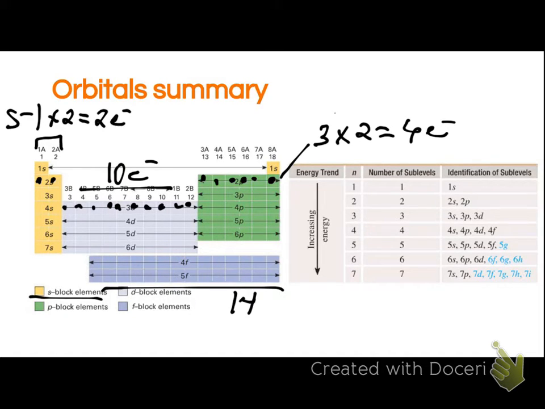Now, what's also important to know is that as the period increases, that means that the energy level is increasing. So we have lowest energy at the top and highest energy at the bottom. Okay, so as we increase the period, energy goes up. We always want to write our electron configurations from lowest energy to highest energy.